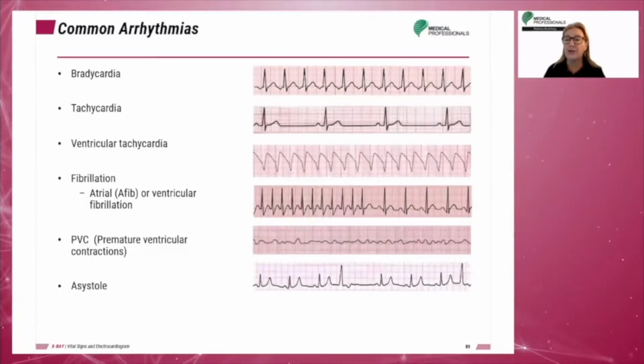Premature ventricular contractions, or PVCs, are extra abnormal heartbeats that begin in one of the ventricles. These extra beats disrupt the regular heart rhythm, sometimes causing a feeling of flip-flop or skipped beats. An asystole is the absence of electrical activity in the heart, or no heartbeat.